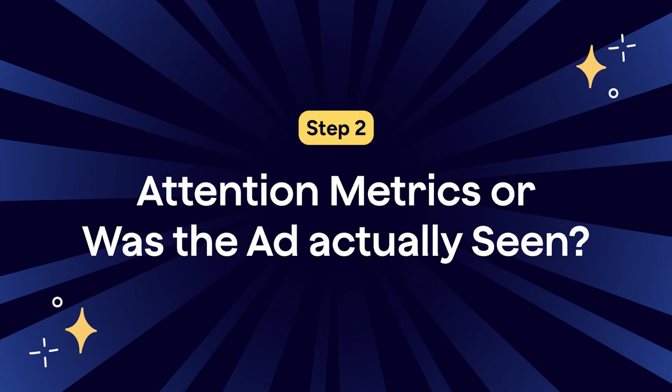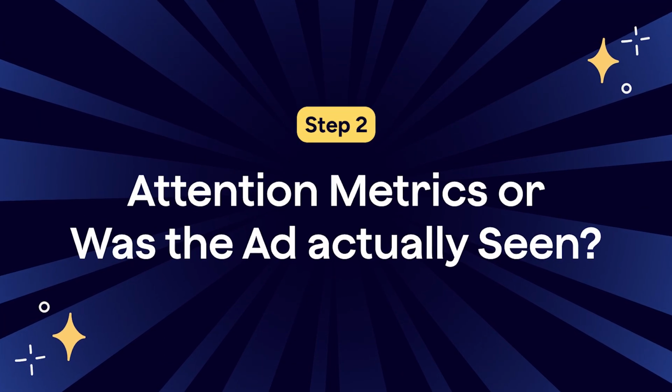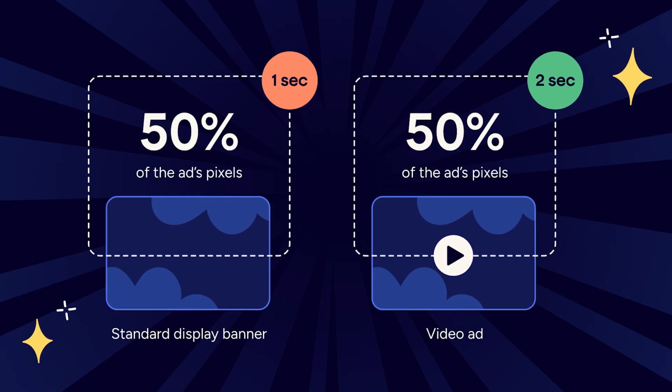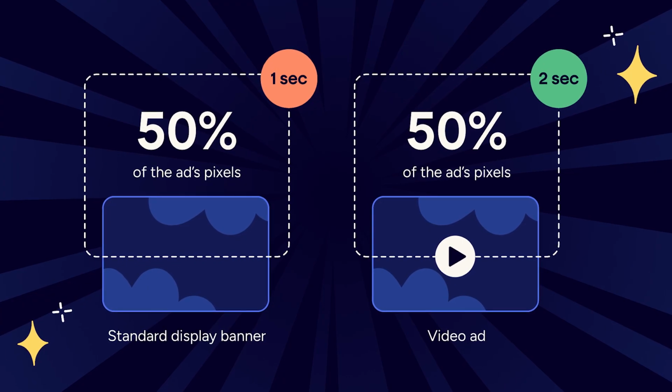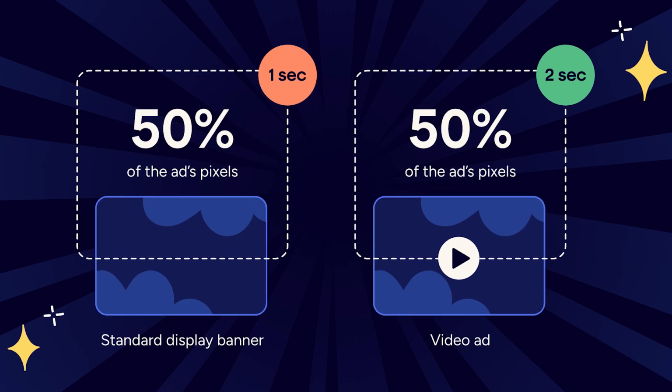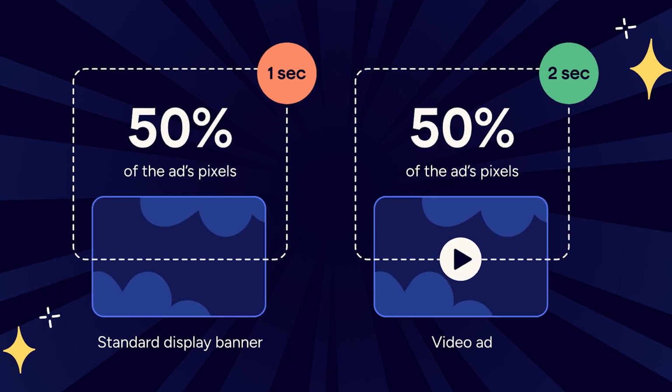Step 2. See, or attention metrics. Now let's assume the ad was delivered. That doesn't mean a human actually saw it. The ad can load below the fold, behind another element, or disappear before the user scrolls. That's why we measure viewability. A viewable impression usually means at least 50% of the ad was visible for at least 1 second. Impressions say the ad loaded. Viewability says the ad was actually seen.